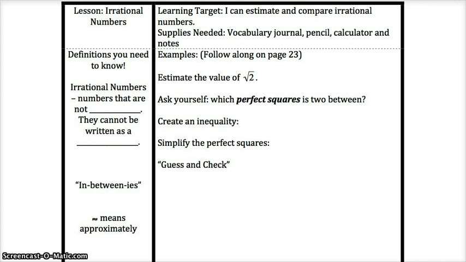All right, so we are starting on page 23 if you're following in your book, and we need to talk about irrational numbers. And the definition of irrational numbers is right here. You need to copy this in your vocabulary section. Irrational numbers are numbers that are not, and believe it or not, the answer is rational.